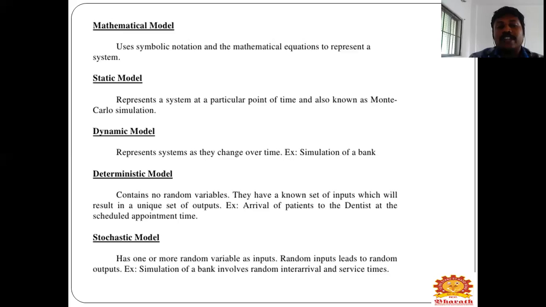Next one is a stochastic model. It has one or more random variables as input, and the random input leads to random output. For example, simulation of a bank includes random inter-arrival and service times. Next one is your continuous model. In a continuous system, it will be like a sinusoidal wave, represented as signals. And next one is your discrete model. It will be like a sampling and holding circuit. It will be a set of discrete points.